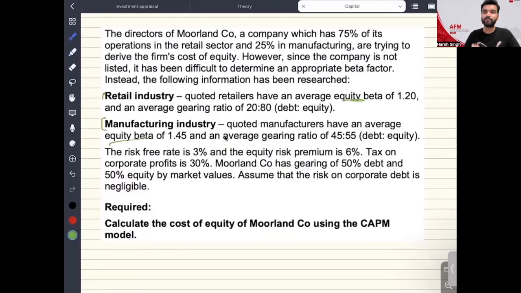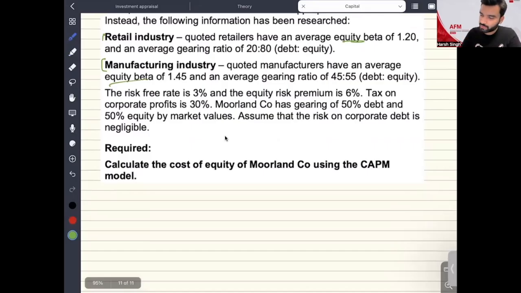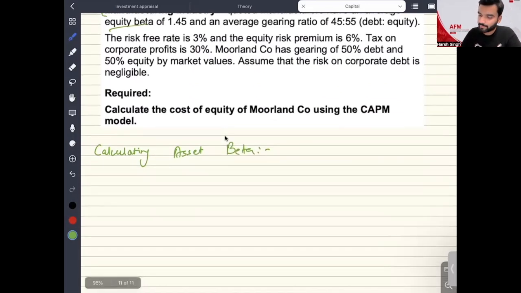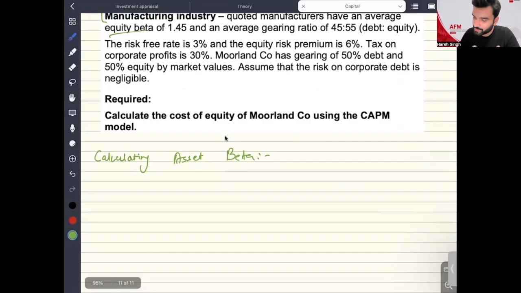Now we all know that equity beta cannot be averaged down to find the average equity beta. That is not possible. First of all, let's solve for asset betas of both the companies. So step number one, calculating. These things are not required to be written down in the exam. I'm just writing it for your understanding. Asset beta. What is the first industry? Retail industry.